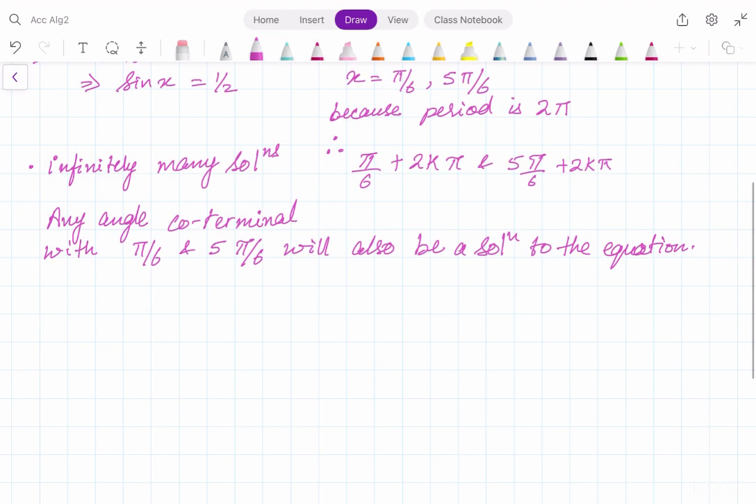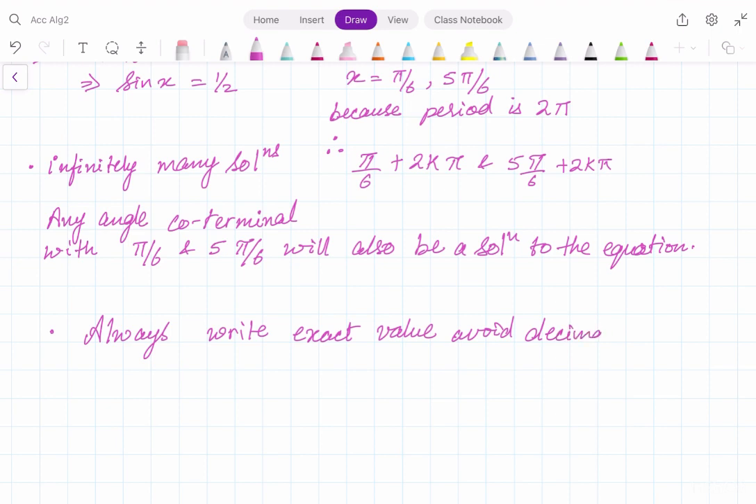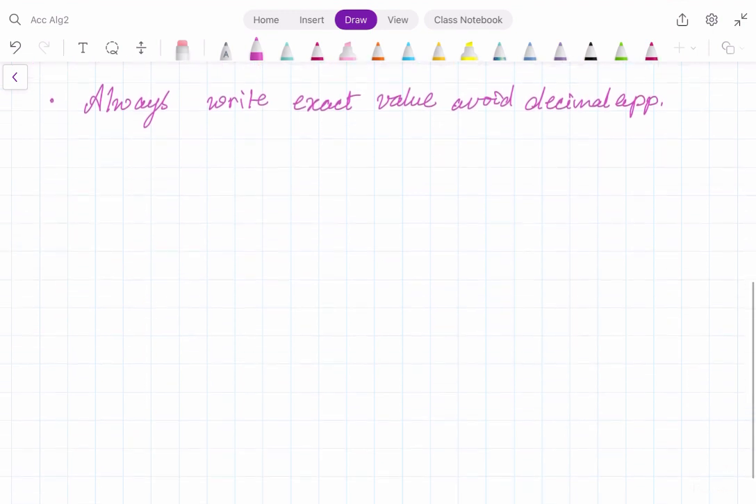Now, also, always remember that you should always write the exact value and avoid any approximation. That means any decimal approximations. Okay, keeping that in mind, let's take a few more examples.